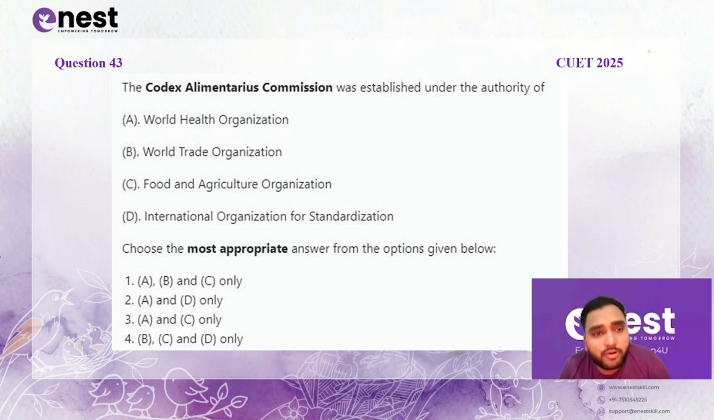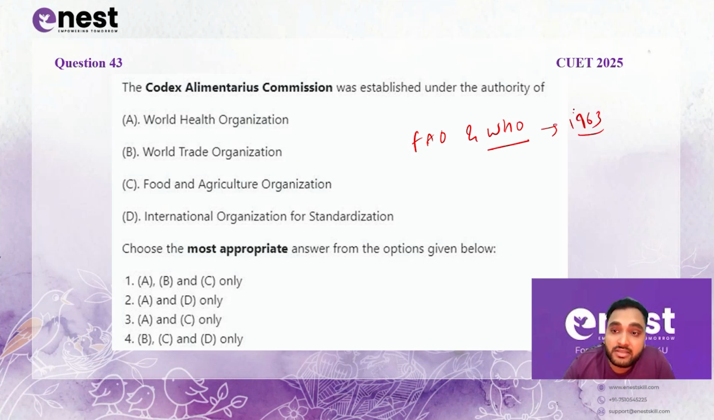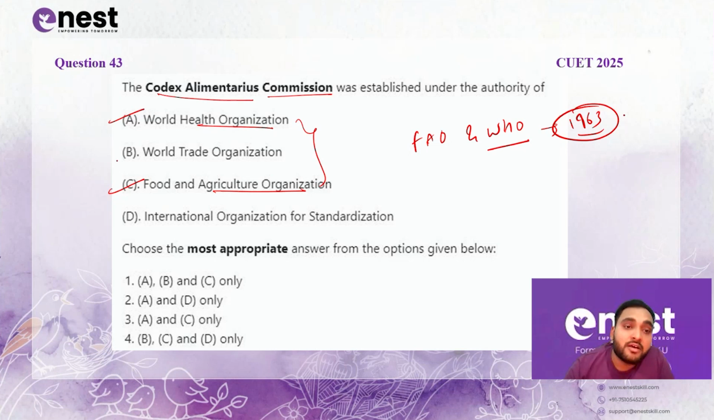When we were discussing the regulatory bodies, I made it very clear to you to write it again and again that this was set up by FAO and WHO in 1963. So World Health Organization and Food and Agriculture Organization are responsible for setting up CAC, that is Codex Alimentarius Commission. World Trade Organization is wrong, and International Organization for Standardization, that is ISO, is also wrong. So A and C, that goes option 3 as the right answer for this question.